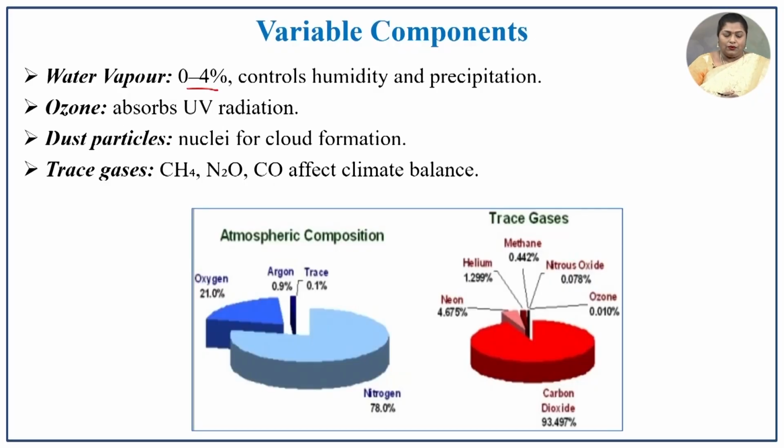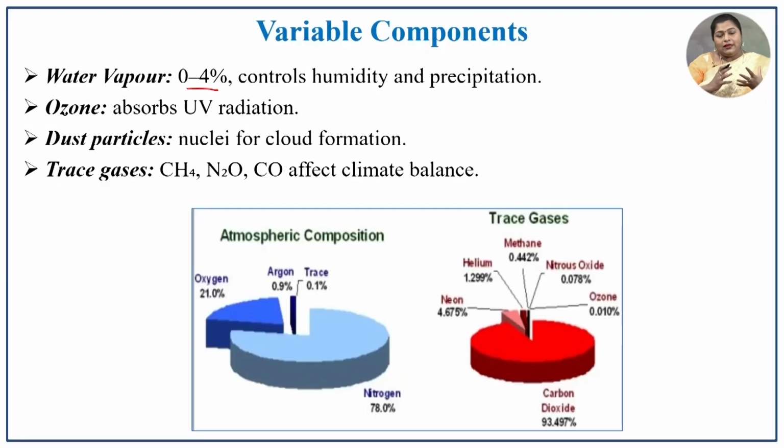Then the ozone. Ozone is an important gas which absorbs the ultraviolet radiation which comes from the sun to the earth. The next one is dust particles, that is nuclei. The suspended particles form the nuclei for cloud formation, which leads to precipitation. So dust particles are also one of the major variable components in the atmosphere.